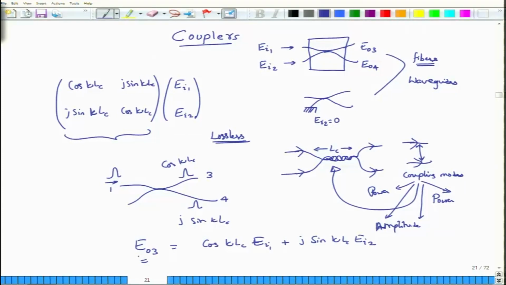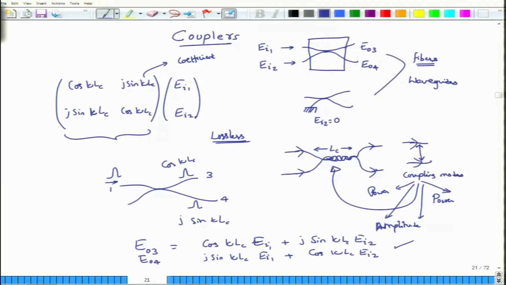And of course, you can also write the same thing for EO4. Instead of having cosine kappa LC EI1, from the coupler matrix it is clear that it will be j sine kappa LC EI1 plus cosine kappa LC EI2, and kappa is called the coupling coefficient. So, kappa is called the coupling coefficient, LC is called the coupling length, and these equations essentially follow from the matrix times vector multiplication that we have already indicated.